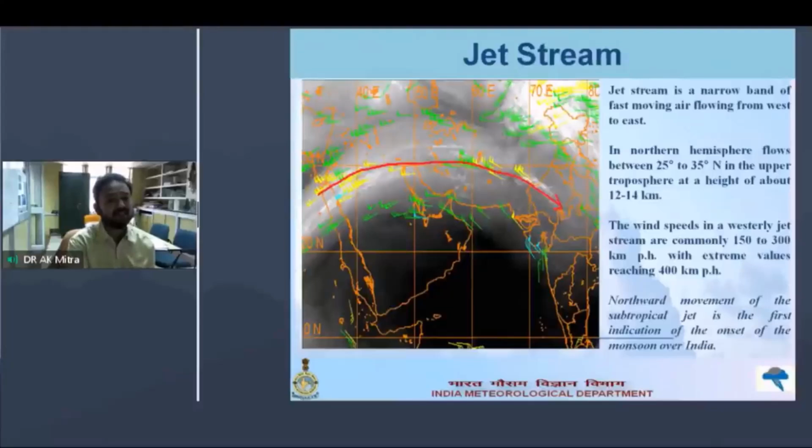And now this is the jet stream. So how best the jet stream can be seen, with high wind speed of about 120 knots. The jet stream is basically a narrow band of fast moving air flowing from west to east. In the northern hemisphere, it flows around 25 to 35 degrees north. So this is also information which gives the behavior of the winds. And this is the monsoon month, so it helps. During the onset, it will be mostly over the northern side. So northward movement is basically the best indication of the onset of monsoon.